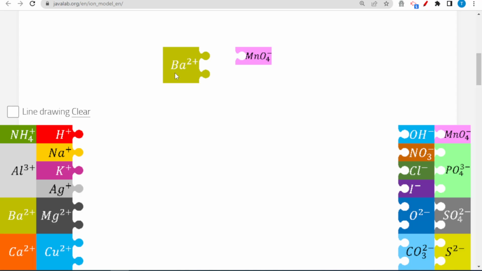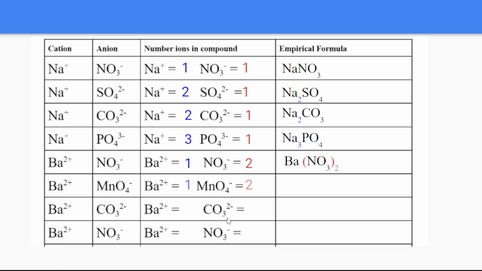Now we have barium and permanganate. 1 barium and 1 permanganate does not equal 0. 2 minus 1 does not equal 0. So you add another permanganate. 1 barium and 2 permanganates. So the formula is Ba(MnO4)2. Notice the 4, we keep the 4, we don't change that, it's still MnO4. But since there are 2 MnO4s, we put that in parentheses with a little 2 as a subscript.